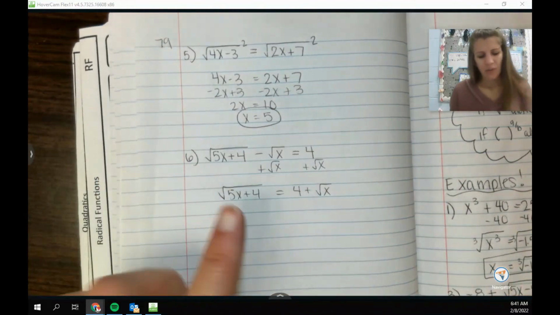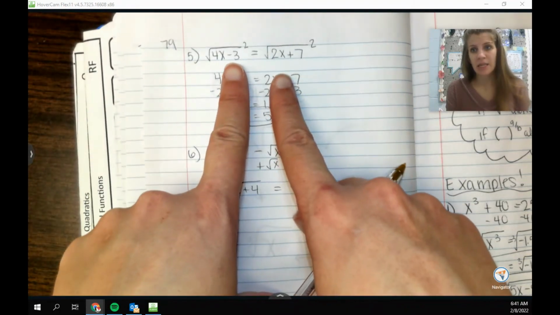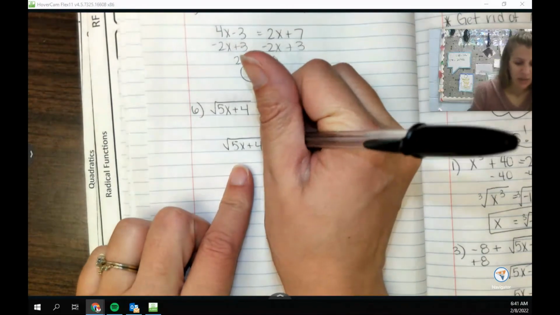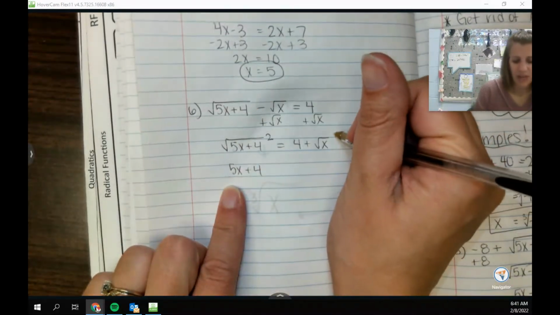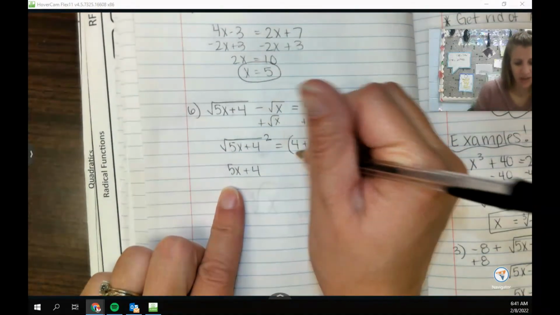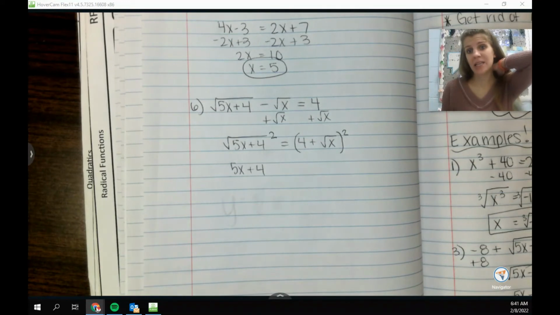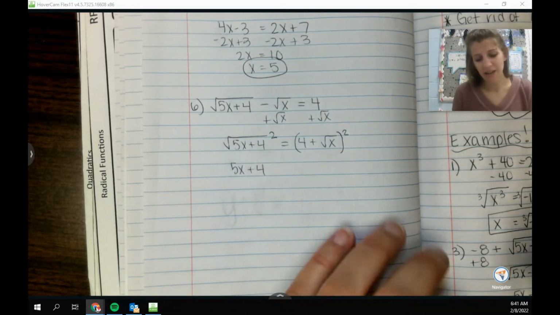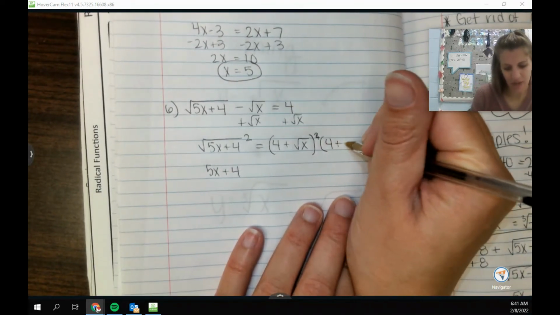which is not alone. So it's not going to be quite as easy as this one. But I do still have to square both sides. So when I square here, that's fine. It'll just go away. But when I square here, I really need to square with parentheses because the square root's not going to simply go away. I'm really going to have to write it twice and FOIL.